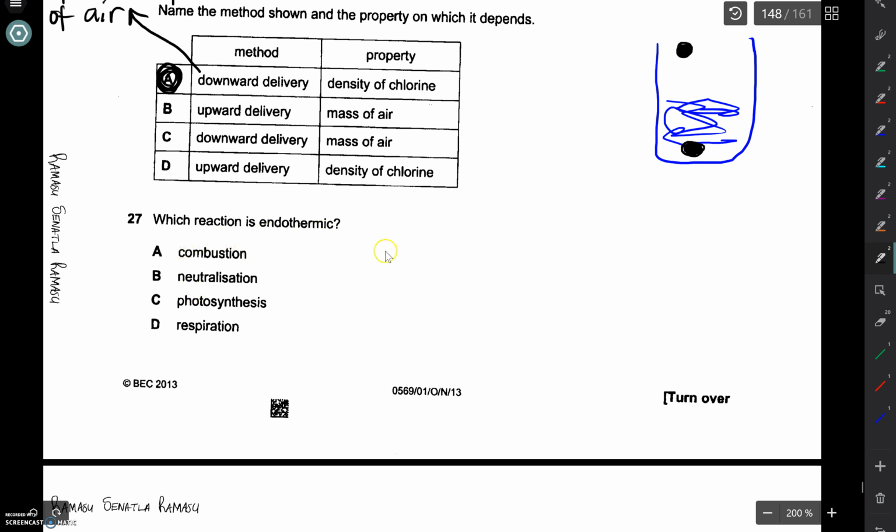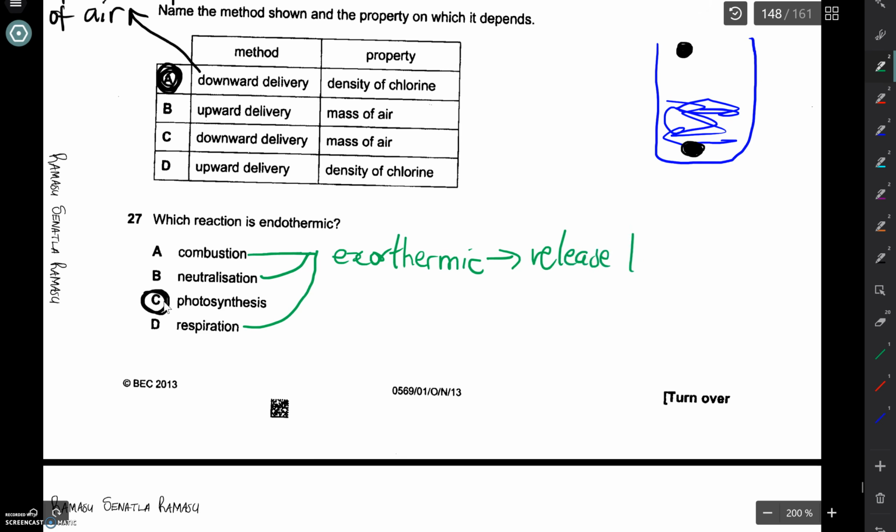27 says which reaction is endothermic? Well, the answer there is photosynthesis, because combustion, neutralization, and respiration are exothermic. This means that they release heat to the environment, while photosynthesis absorbs heat from the environment.